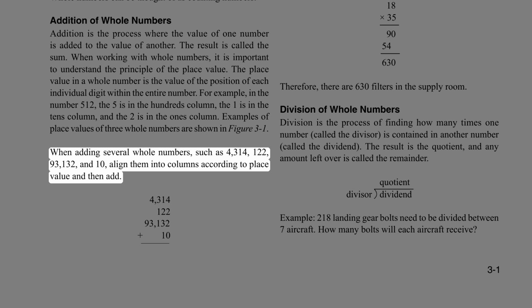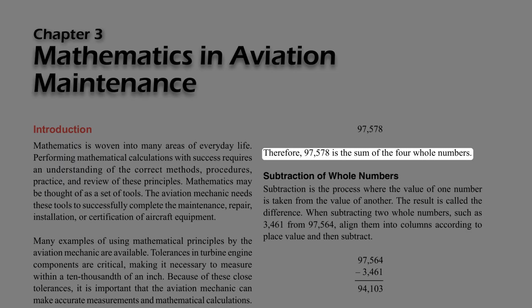When adding several whole numbers, such as 4,314, 122, 93,132, and 10, align them into columns according to place value and then add. Therefore, 97,578 is the sum of the four whole numbers.